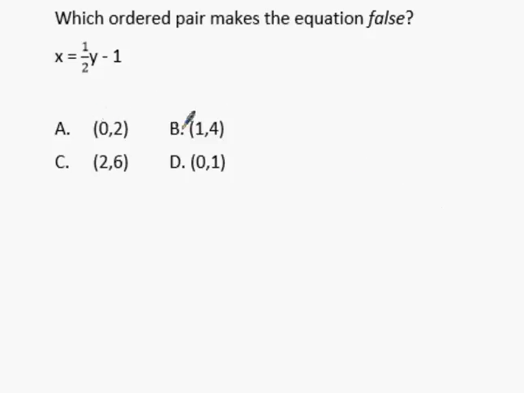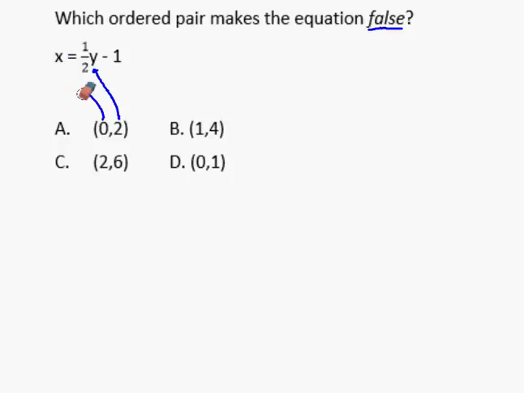You're going to take each of these possible answers. For example, answer A has the ordered pair 0, 2. You're going to replace the x with a 0, and you're going to replace the y with a 2, and determine if that makes a true statement. And if it does, we don't want that one, because we're looking for which of these creates a false statement here. All right, so let's go ahead and do a little plug and chug.